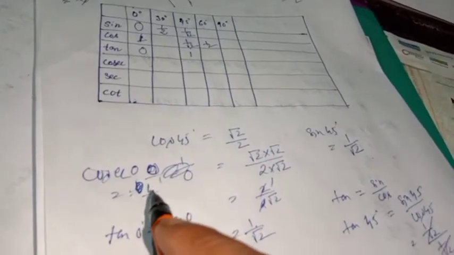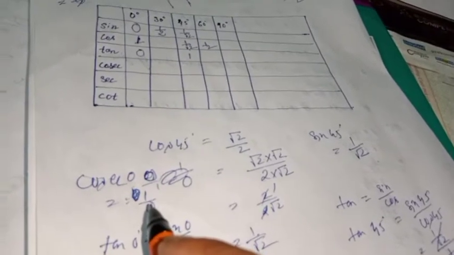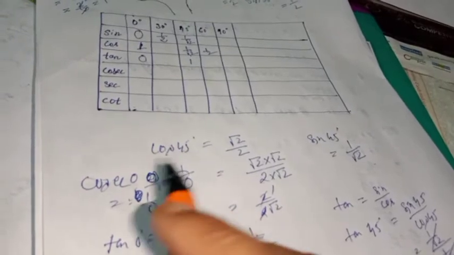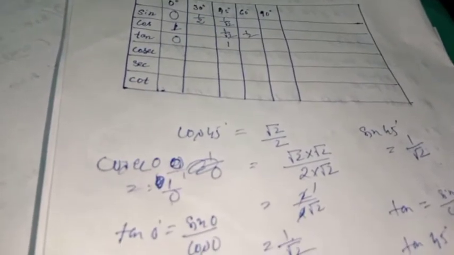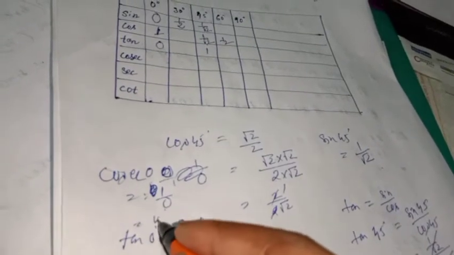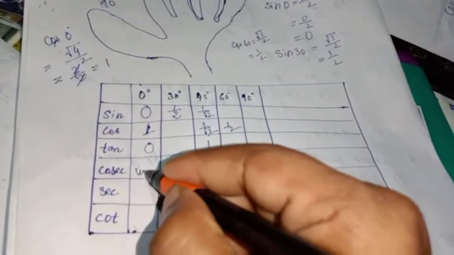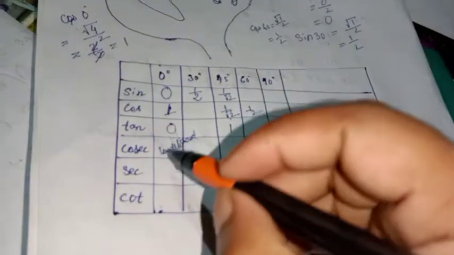And all of you know that there are no numbers which are divisible by 0. It is what? Error. It is undefined. And the error means no number will be divisible by 0. It is not possible to divide any number by 0. And so 1 divided by 0, you can write error or undefined. So cosec 0 is undefined. So like this, you can find out the other values.